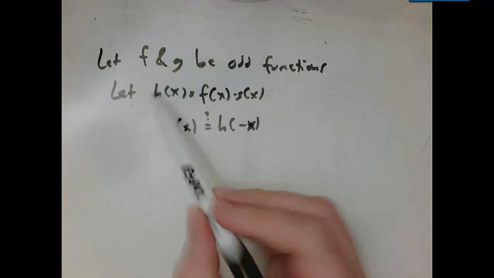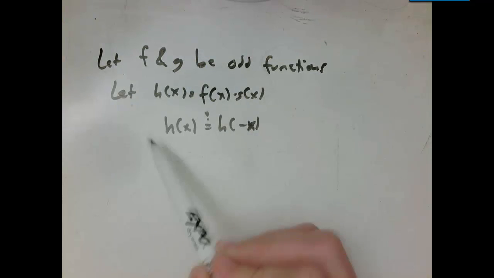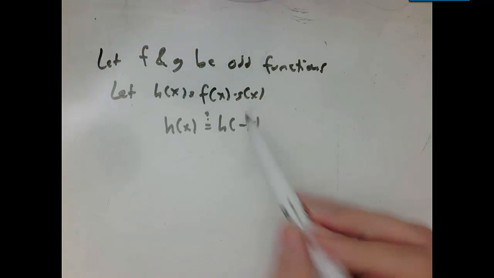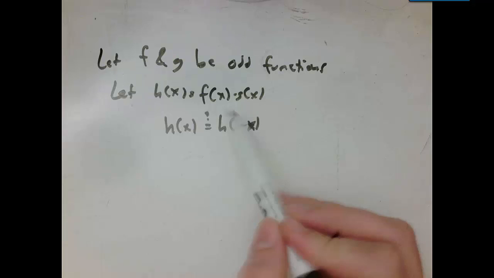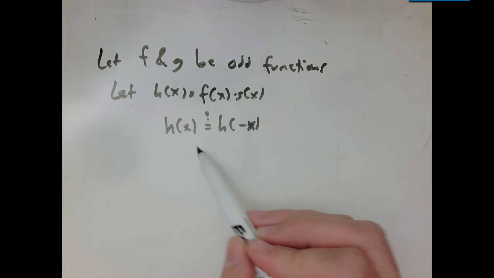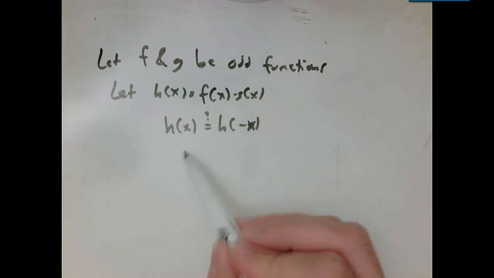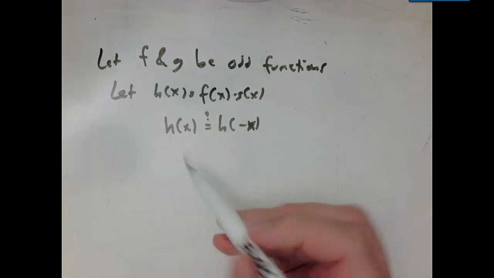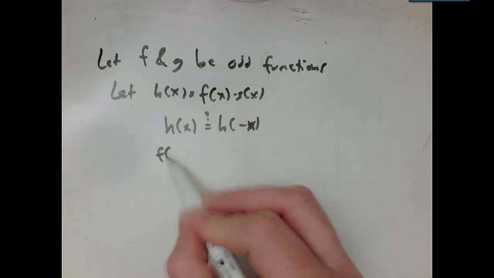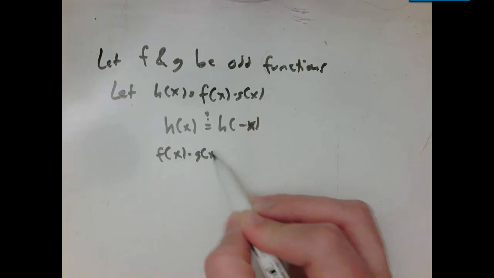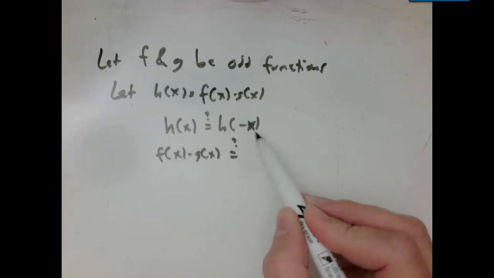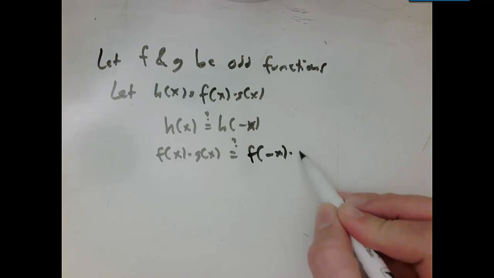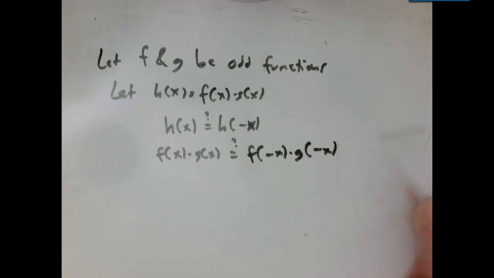Okay, so same setup. F and g are odd functions this time. Let's have h be the product of the two odd functions. And I want to know, is that product of the two odd functions even? And so if the product of the odd functions is even, then h will have this relationship, because that's what it means to be even. Okay, so let's, again, plug things in. So h of x is just f times g. H of the opposite of x is f of opposite x times g of opposite x.